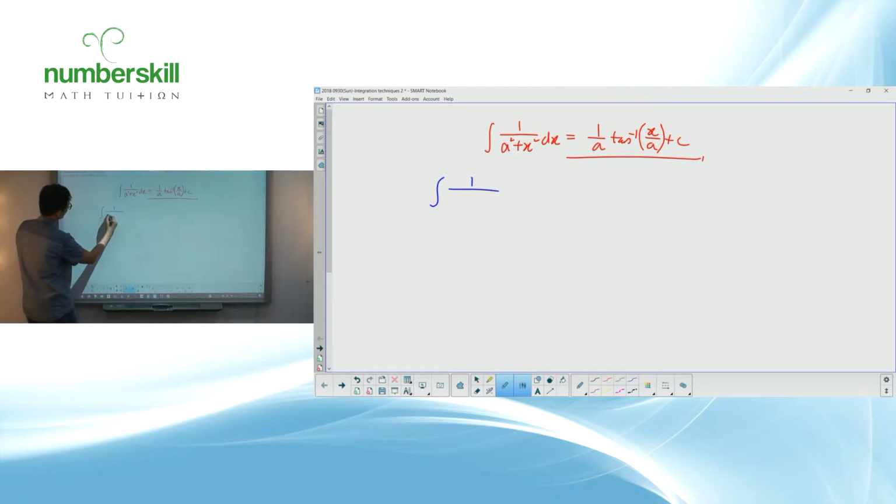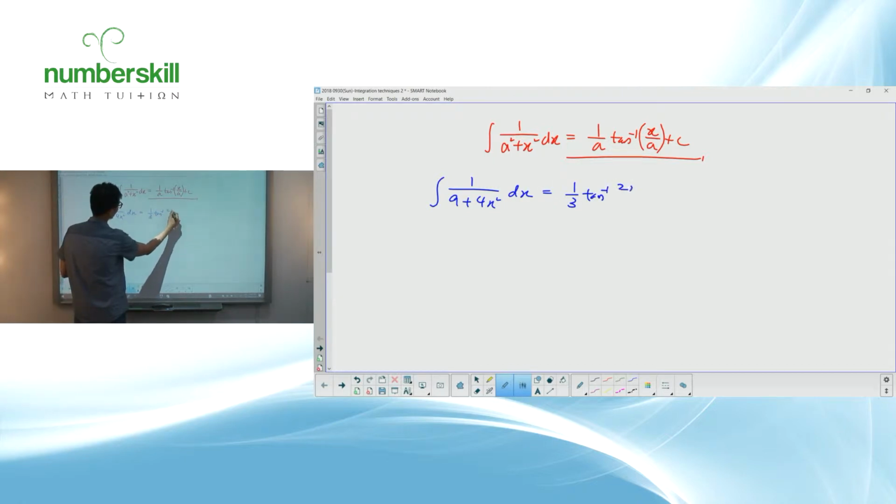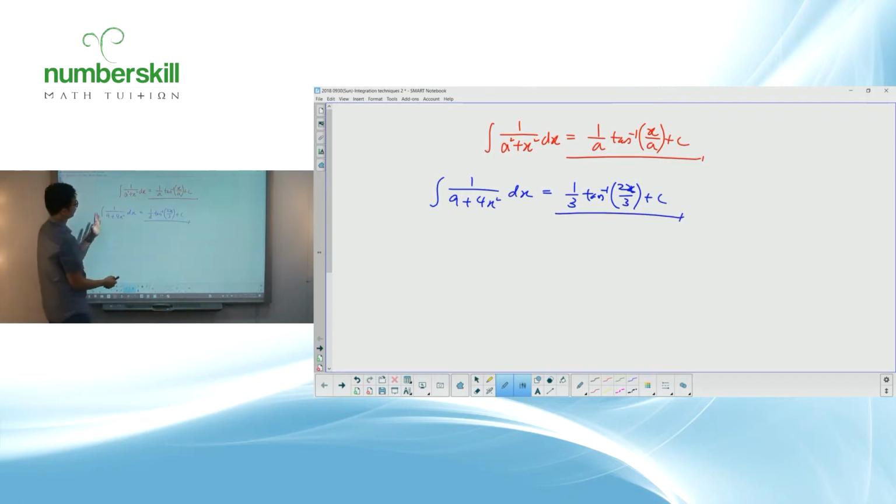Now let me show you one question. Let's imagine we have this: integral of 1/(9 plus 4x squared) dx. How do we do this? They say, okay, Mr. Ang, that's quite easy. Duh. a is 3. I can see that. a is 3, x is 2x. So if I follow the formula, I'll have 1/3 tangent inverse of 2x over 3 plus c. Ta-da! I follow the formula. I can't go wrong. Wrong. And you better know why. This is very, very important.